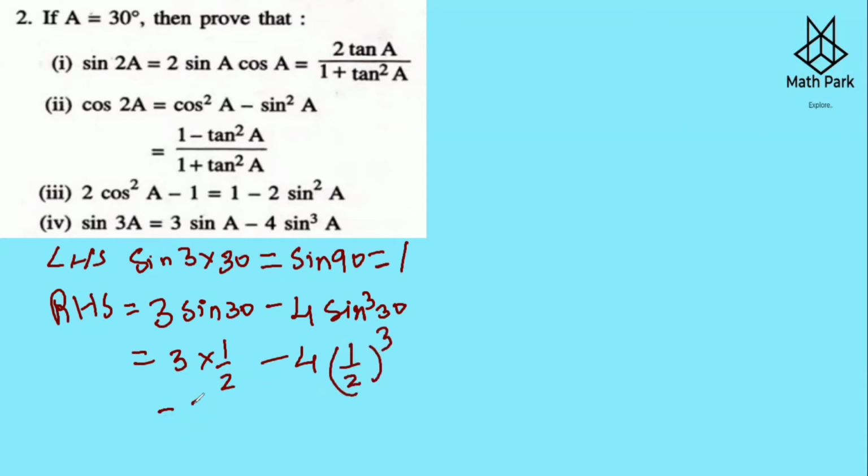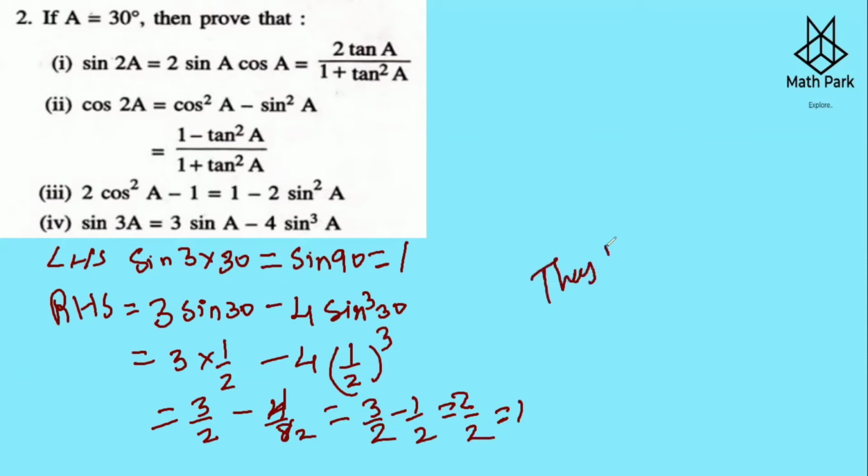So which is 3 by 2 minus 4 times 1 upon 2 cube, which is 1 by 8. So it is 4 by 8. So 4 ones are 4, 4 twos are 8. So this is 3 by 2 minus 1 by 2, which is equal to 2 upon 2, and that is equal to 1. So thus we get LHS is equal to RHS. And we are done with the fourth part also.